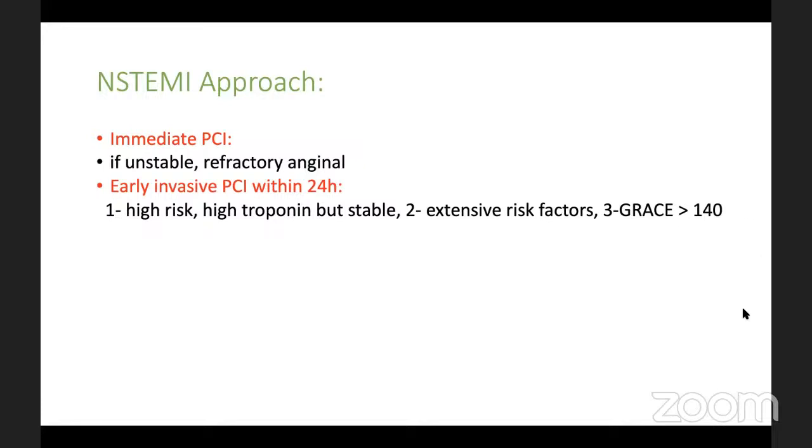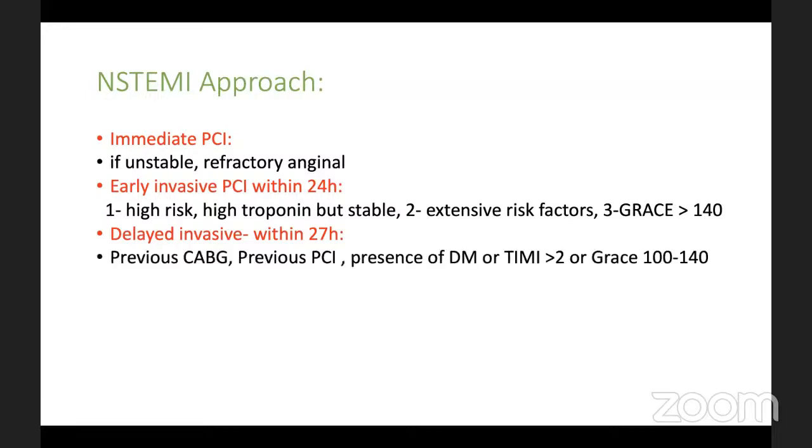Okay. And then we can refer another type of patient with NSTEMI for a delayed invasive strategy, which is PCI within 72 hours, within the hospitalization, but not urgent. If they have previous CABG, previous PCI, or the presence of diabetes mellitus, it's an indication to send this patient for PCI within the hospitalization. Or if the GRACE score is between 100 and 140, or the TIMI score is more than 2.